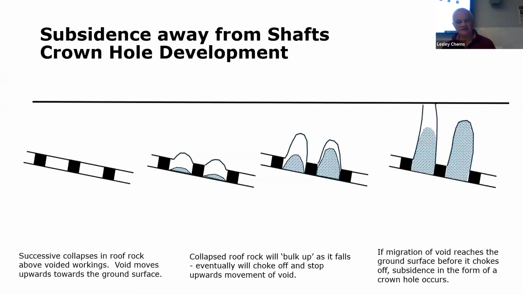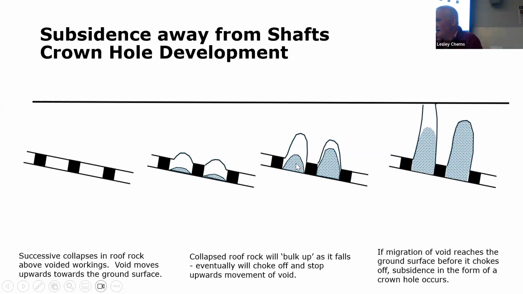So away from mine shafts, just a little quick cartoon on how subsidence occurs. So you've got pillar and stall workings here, you've got coal pillars, you've got the voids, coal pillar void. At some point, because of oxidation, weathering, water, the roof collapses. So the bit that was there is now lying on a pile on the floor. So the void, as you can see, is effectively migrated up towards the ground surface here. That happens again. The void migrates even further.